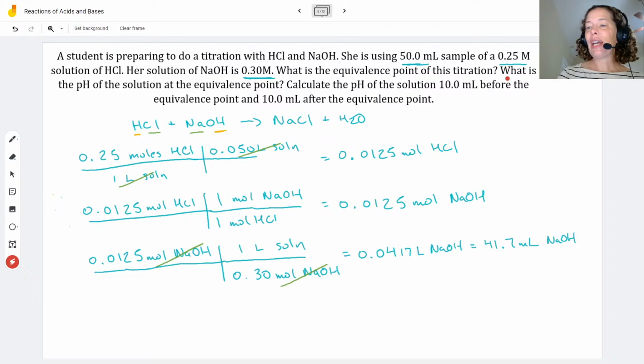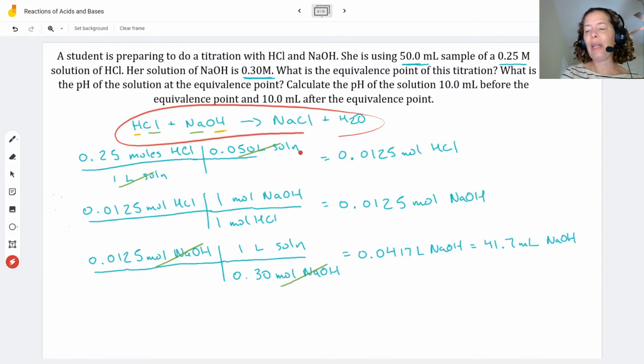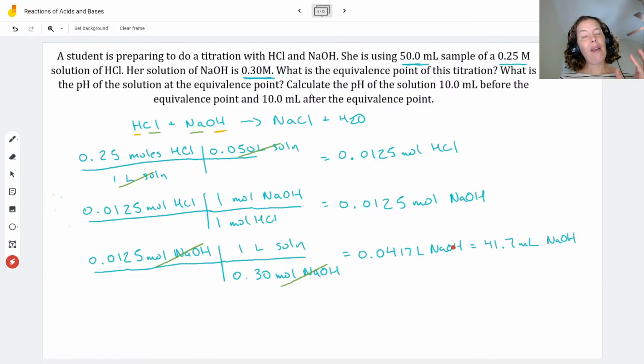Okay, on to the second one. What is the pH of the solution at the equivalence point? Okay, again, let's think about our balanced chemical reaction, which we have right up here. Remember, at the equivalence point, I've added just enough base that I have used up all of my hydrochloric acid, and I also have no more sodium hydroxide. This is a limiting reagent reaction, but this is a limiting reagent reaction where you have exactly used up all of your reactants.